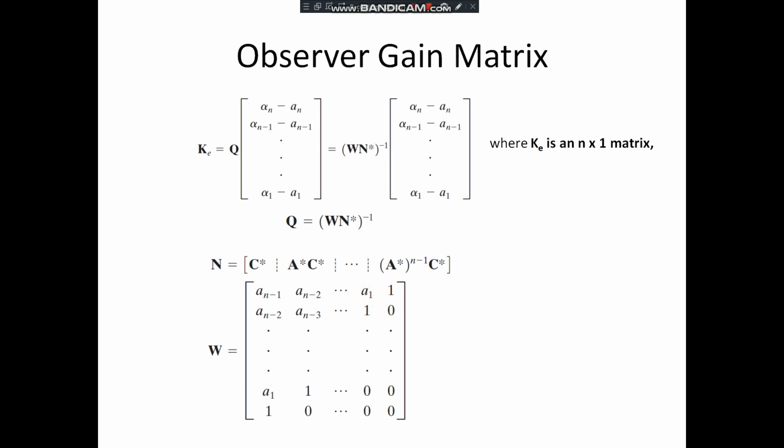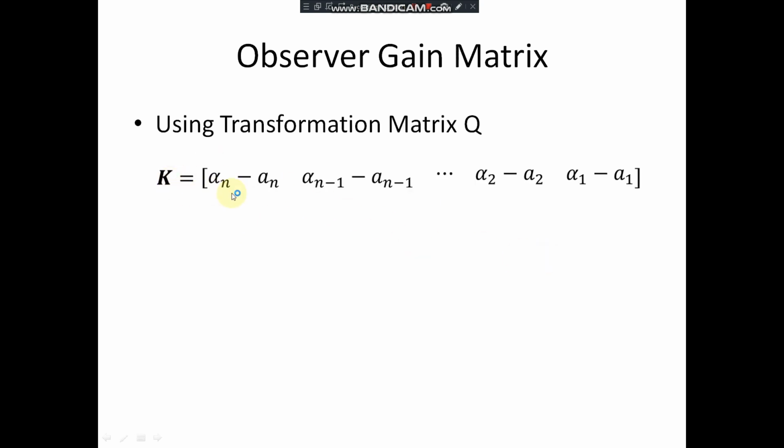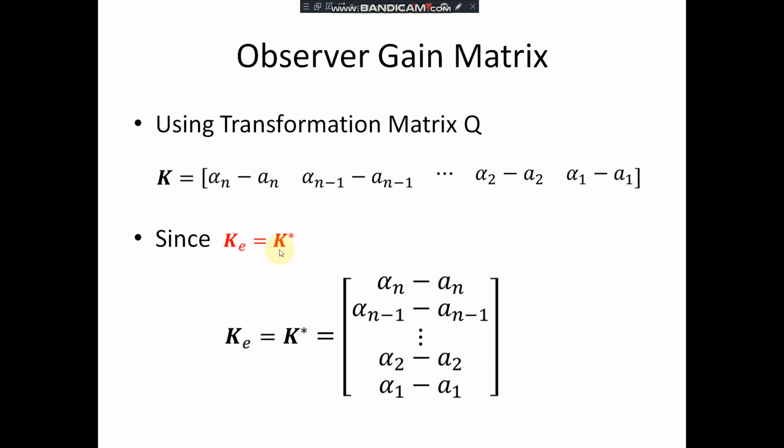Then shifting this towards the left for every row with one element, we obtain the last row as 1 and the remaining elements in the row as 0. With this we get the value of Ke. The same can be obtained from the controller or state feedback gain matrix K. We saw the dual property, so this Ke is equal to K transpose. So we obtain the value of Ke as alpha n minus an, alpha n minus 1 minus an minus 1, and alpha 1 minus a1.